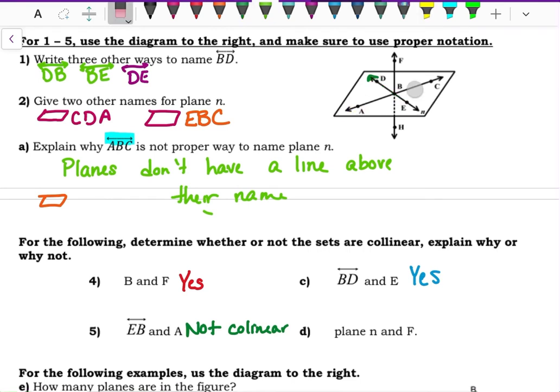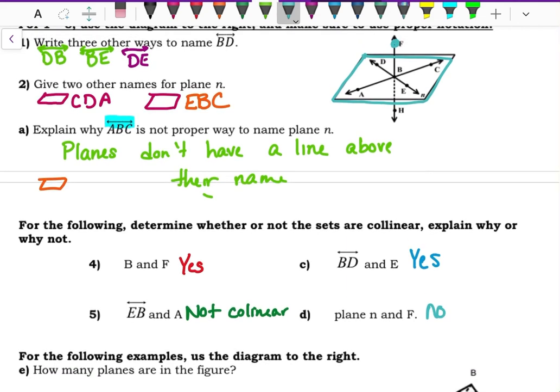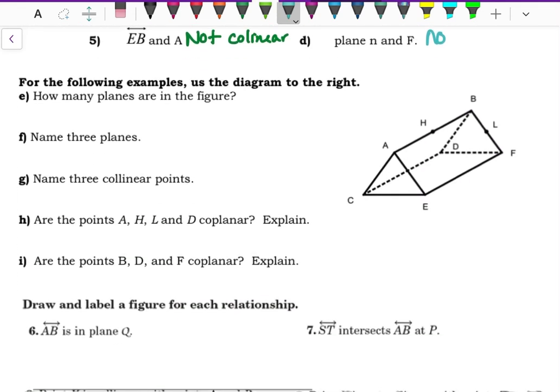So, not collinear. And last one, plane N, which is this plane, and point F. Point F is up here. Are those collinear? No. Are they coplanar? No. They're neither. They're not anything. Point F is like floating above the plane. I know it's kind of hard to tell, but it's floating above the plane. So it's not on the plane, it's not on the line, it's not anything. So nope, no relationship. Okay, for the following examples, we're going to use this diagram to answer them.